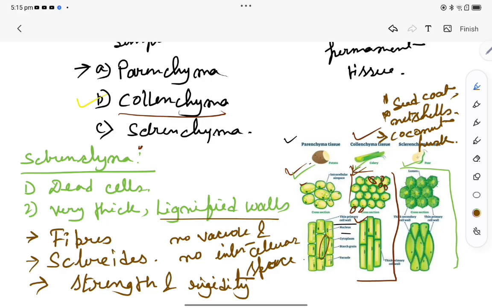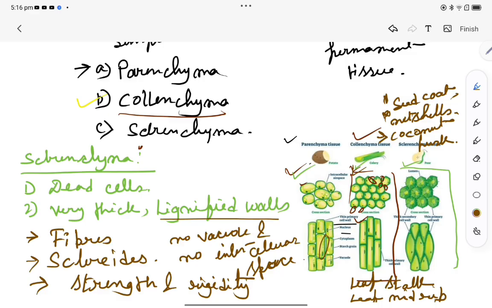And Collenchyma we can find, as I have already told, beneath the epidermis. So you can find it in leaf stalk, leaf midrib. Leaf stalk is also flexible. Leaf midrib also, right? And Parenchymatous tissue, I have already mentioned that it is present mostly everywhere.